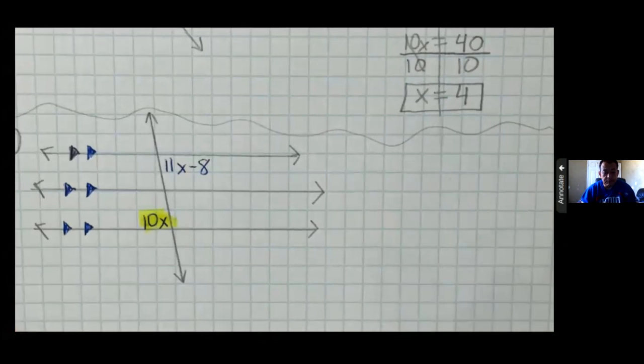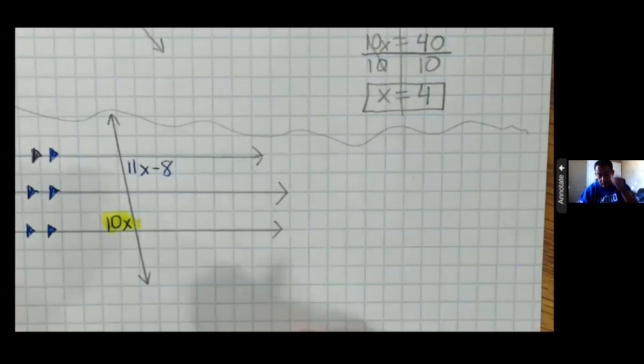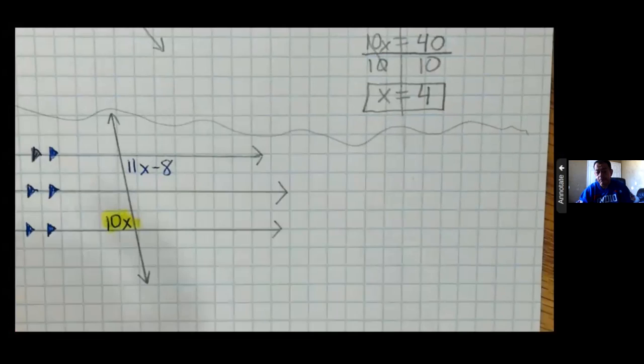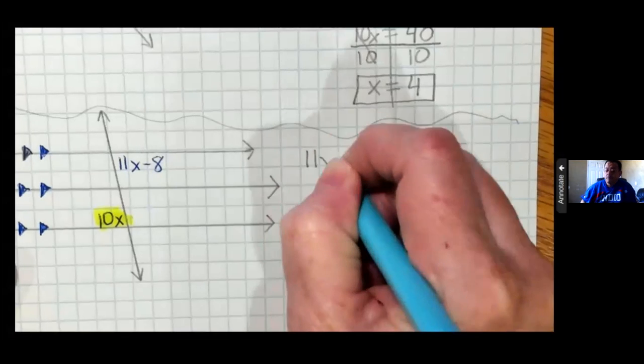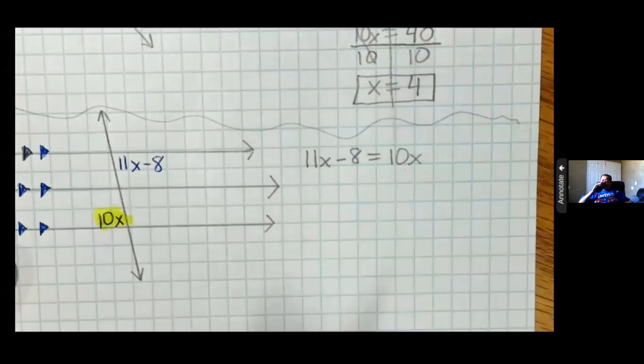Yeah, I heard equal. I didn't hear what they said. I heard equal. Okay, yeah, they are. They're congruent. So that means you make them equal to each other. So you'll take 11x minus 8 equals 10x. Okay, now you need to solve for x first, but then there's one more step. So we need to get the x's on one side.